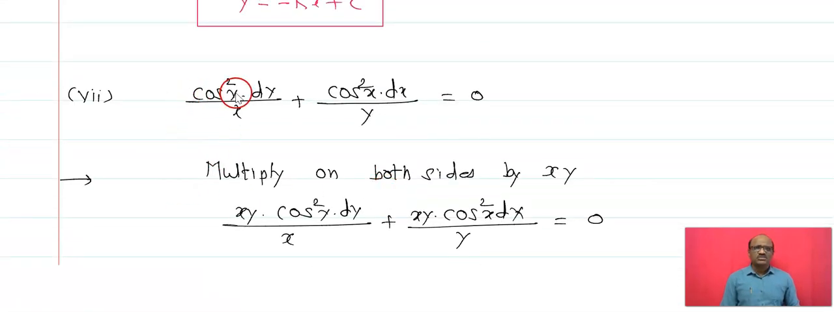Now the next is cos square y into dy upon x plus cos square x into dx upon y, that's equal to 0. Now which term do we not require here? To make the variables separable, we will multiply on both sides by xy.